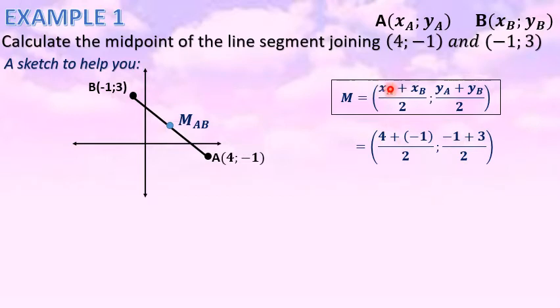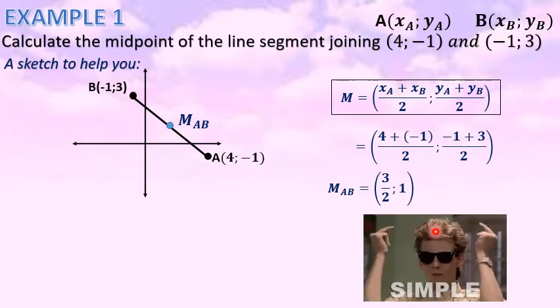Let's substitute in those relevant values. X value at A, we saw up here, is a 4. X value at B, we see is a negative 1. 4 plus negative 1 is going to be divided by 2. Then we're going to take the Y value at A and add it to the Y value at B, negative 1 plus 3 divided by 2. Simplify each of those fractions and you'll get the coordinate values of the midpoint of AB.